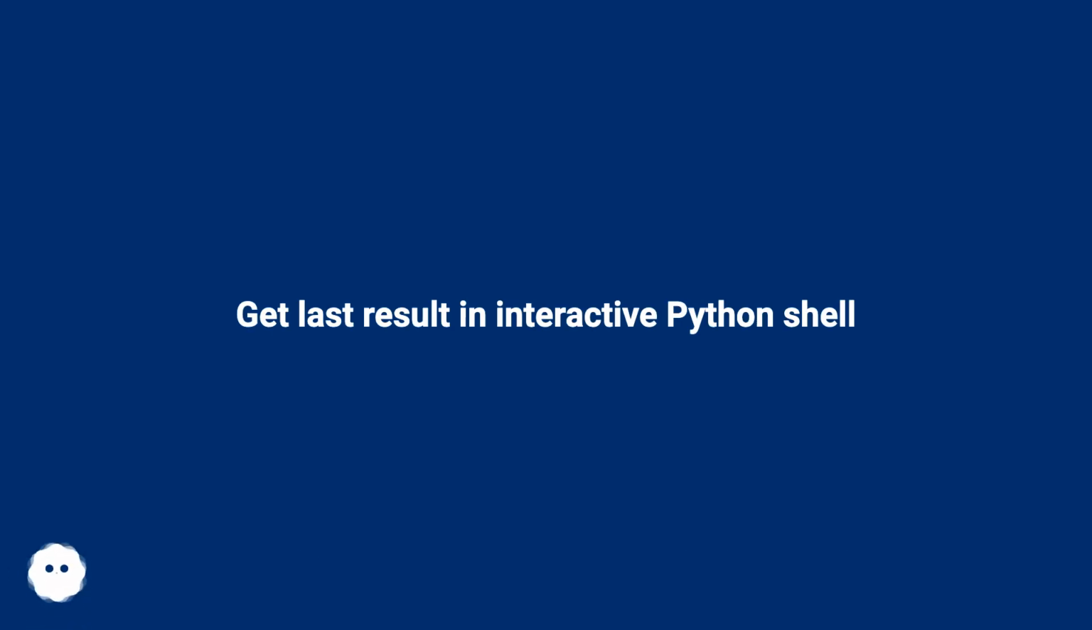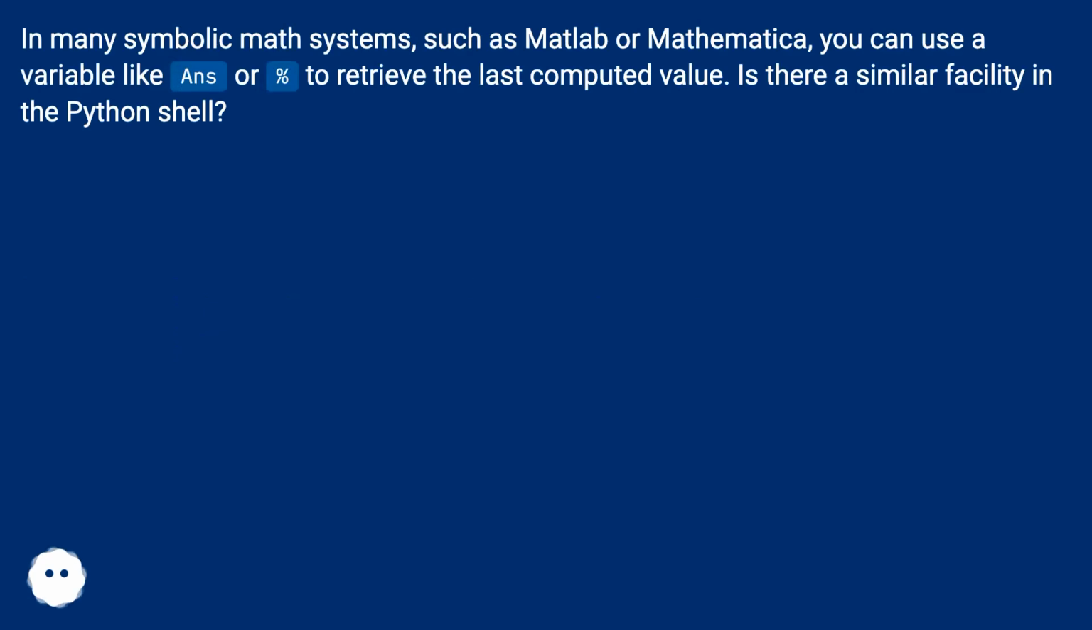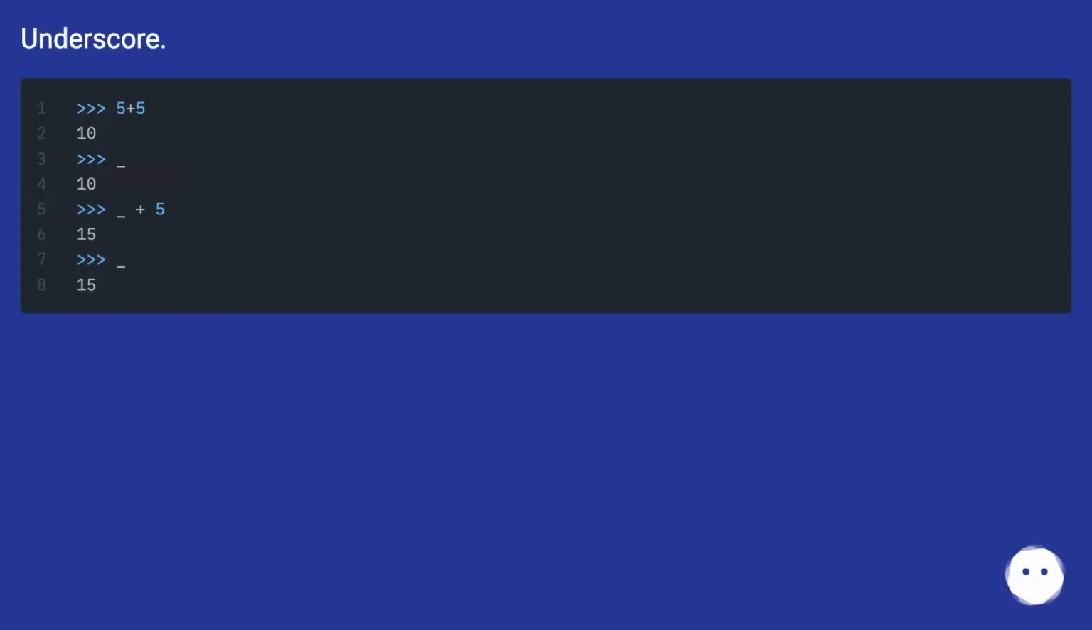Get last result in interactive Python shell. In many symbolic math systems, such as MATLAB or Mathematica, you can use a variable like ans or % to retrieve the last computed value. Is there a similar facility in the Python shell? Underscore.